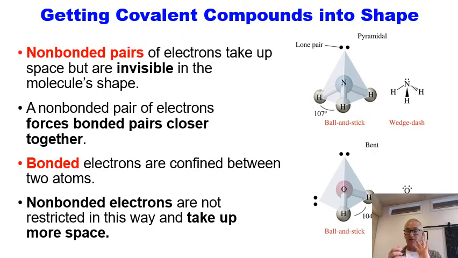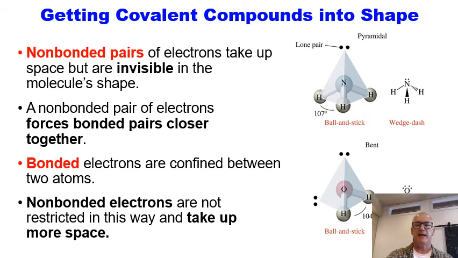So let's look at different ways we can represent them. Non-bonded pairs, like lone pairs, take up space, but we can't see them. They're invisible to the shape. We can only see the atoms. We don't really see the electrons. Why? Because atoms are much bigger than electrons, remember. Electrons are super, super, super small. So you can't really see them.